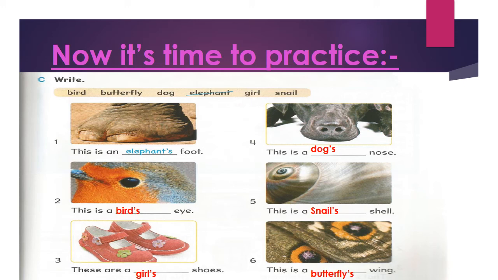Number 6. This is a wing. What can you see? I can see a butterfly wing. So I will write this is a butterfly's wing. I will write the word butterfly apostrophe s to show that the wing belongs to the butterfly.